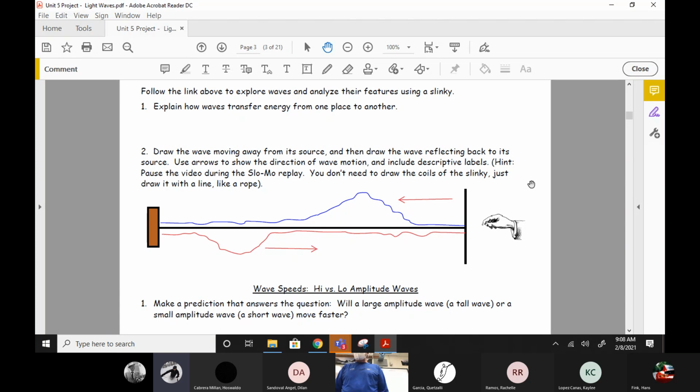And then you should have some labels. Got to go fast because we're doing a lab. And you should have some labels on this too. So what are you going to label? I would label the original wave, and I would label the reflection. Original wave and reflected wave would be good things to add.